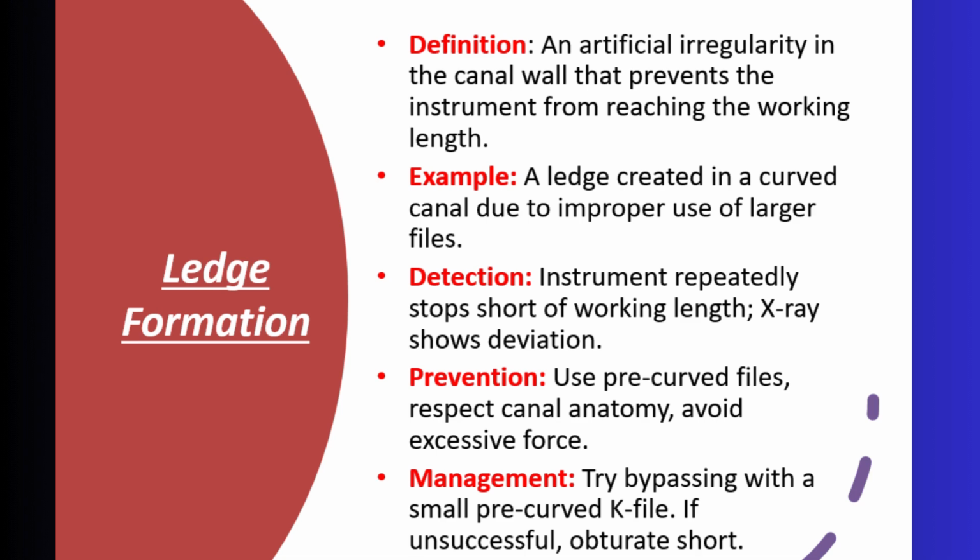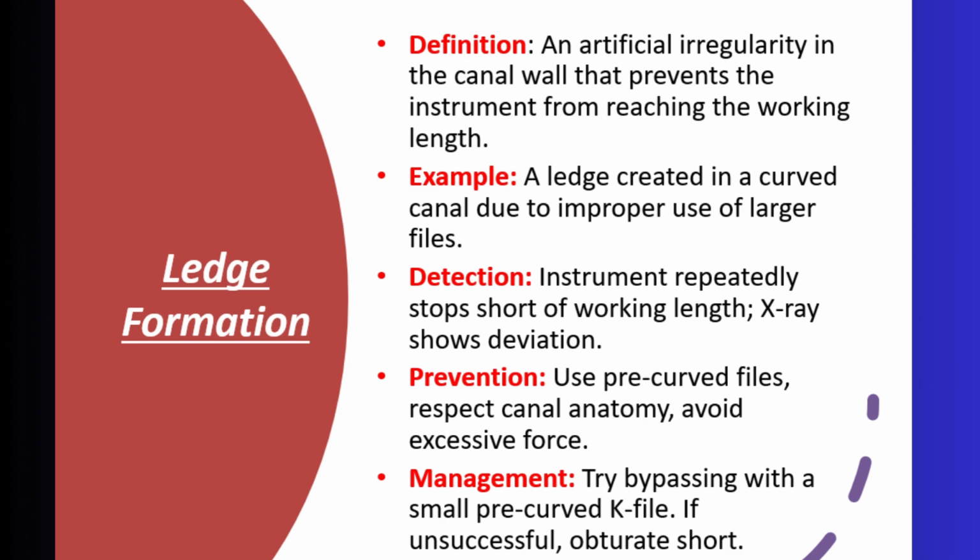Explanation: occurs when a file creates a false path by cutting into the canal wall, usually in curved canals. Example: mesial root of mandibular molar, file unable to go past a certain point due to ledge. Detection: file stops short of working length. Radiographs show deviation from original canal path.